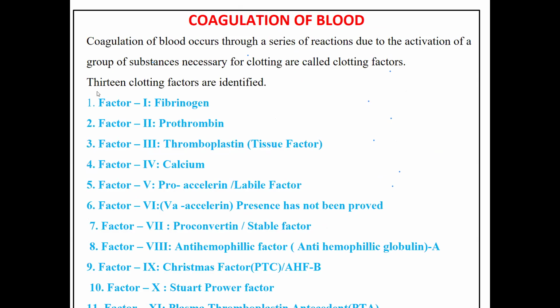This is the third step in hemostasis. Coagulation of blood occurs through a series of reactions due to the activation of a group of substances necessary for clotting. These are called clotting factors. There are 13 such factors identified.